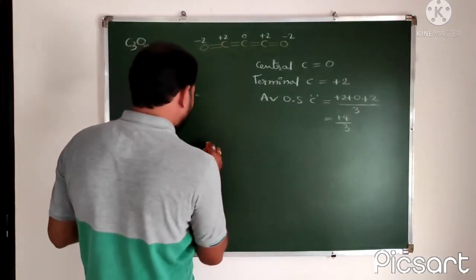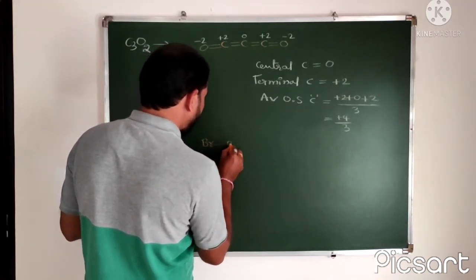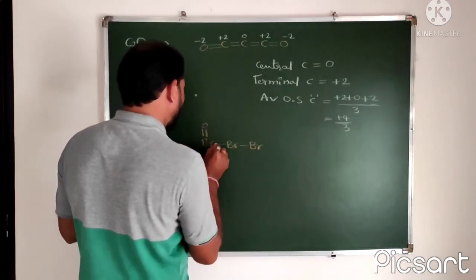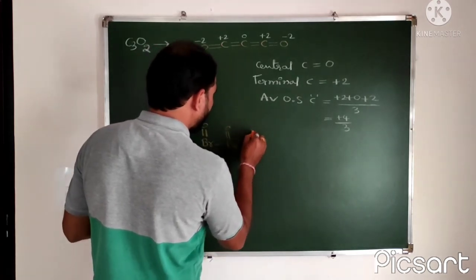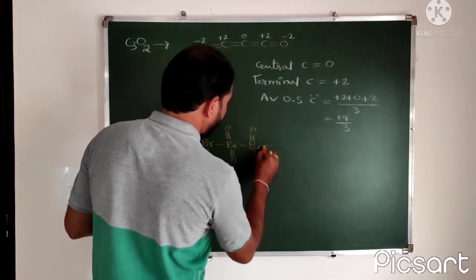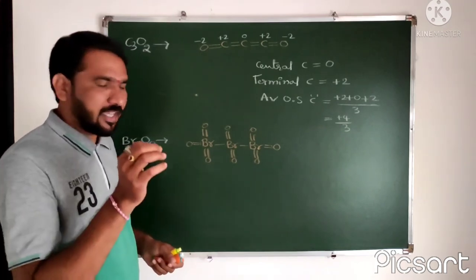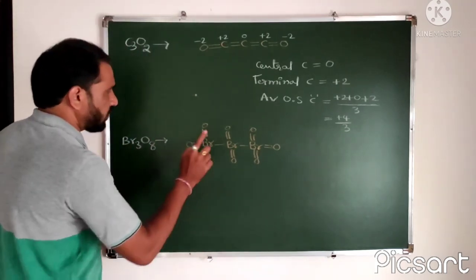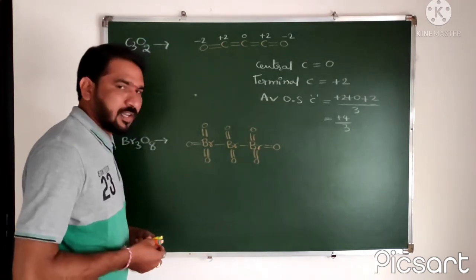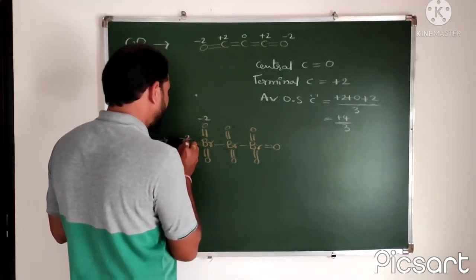Here is the structure of Br3O8: Br, and here double bond O, double bond O, double bond O, double bond O, double bond O, double bond O, and here also double bond, here also double bond O. So this is exactly the structure of Br3O8, which is named tribromooctoxide. Is it clear?